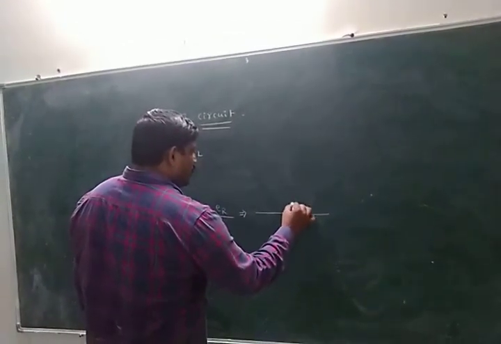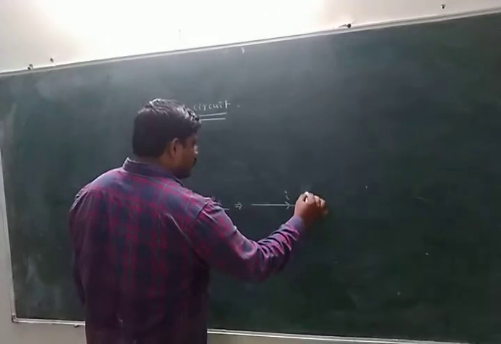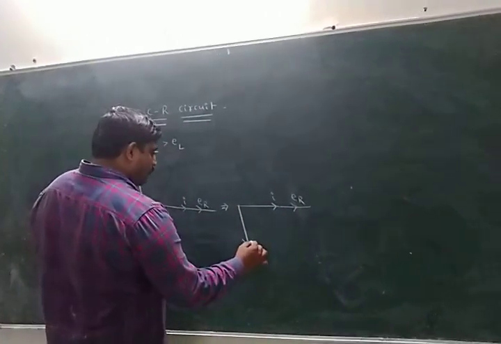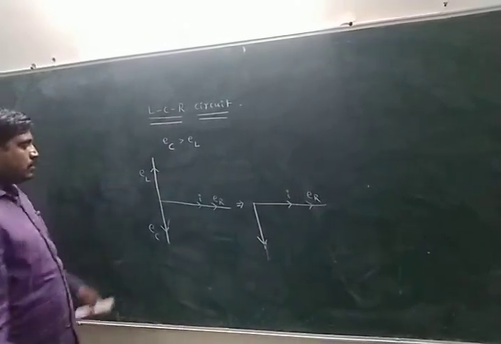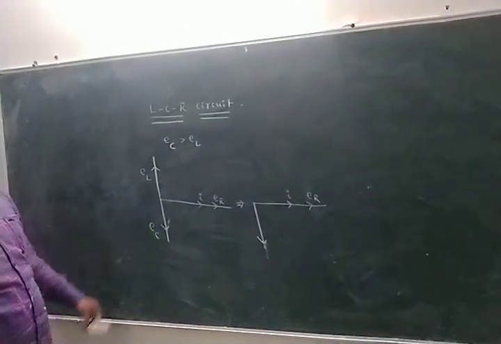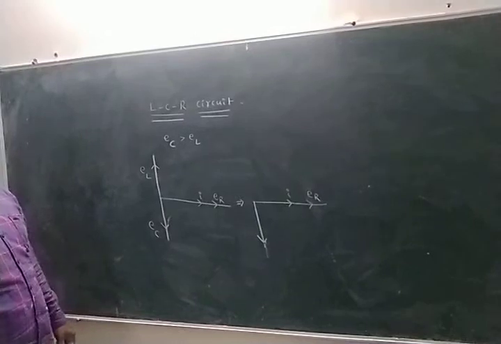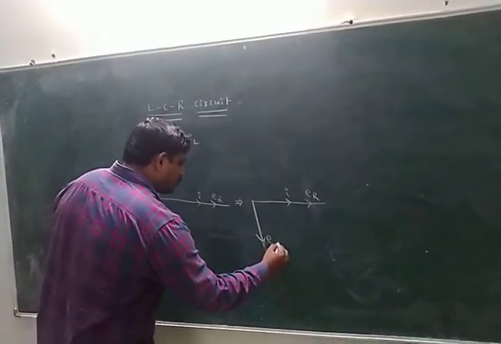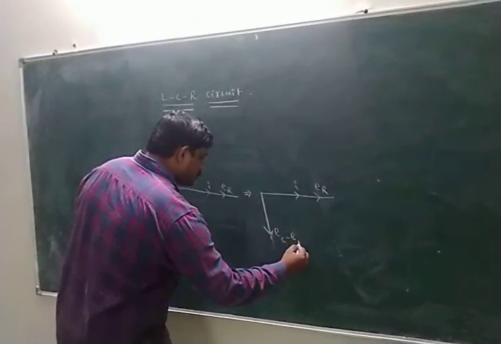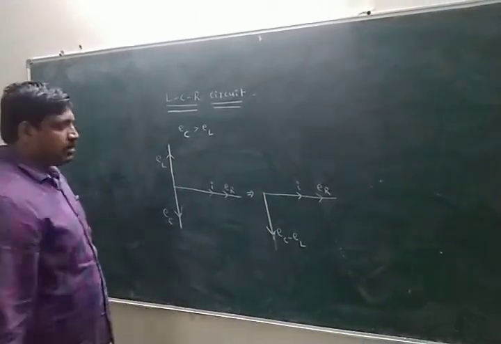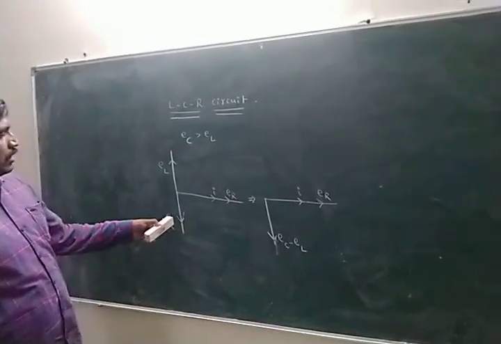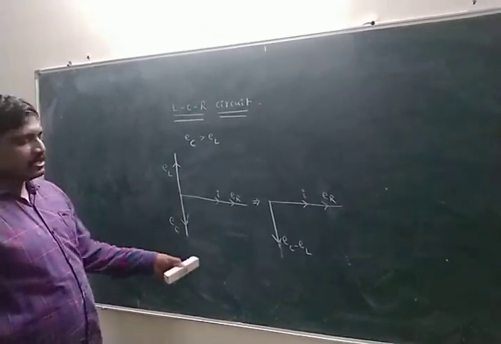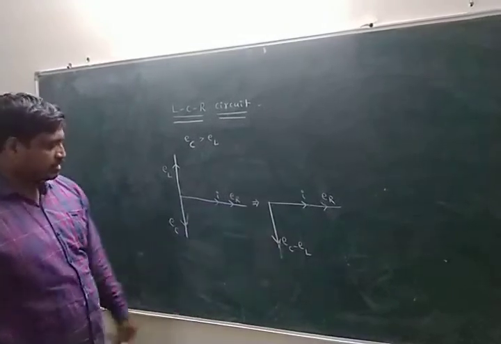Look here. I. ER. Here, Nana. EL. This is EC. Here which will be more? EC will be more. Simply EC minus EL, because the net direction depends upon the larger. EC is larger, that's why this is the direction.